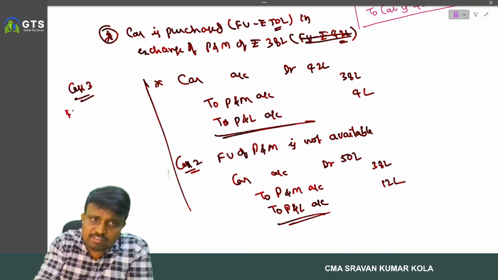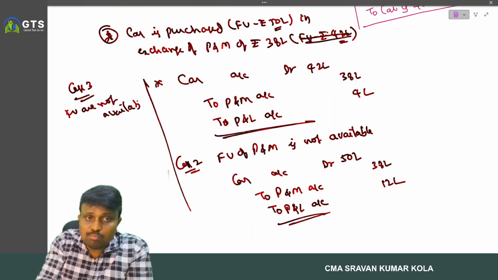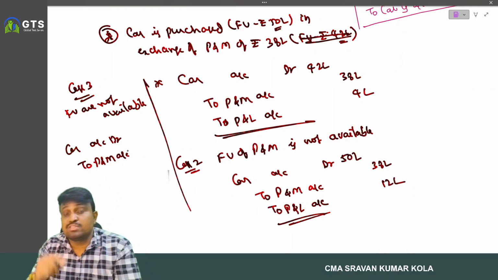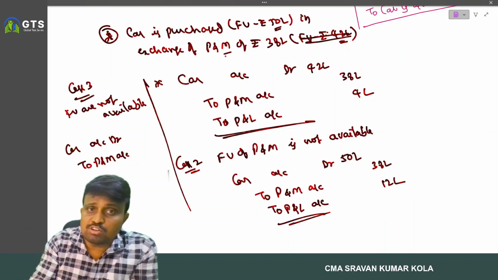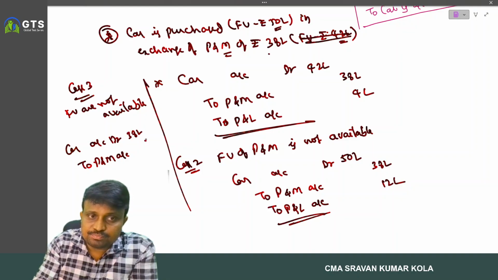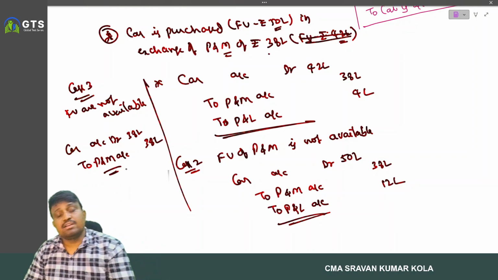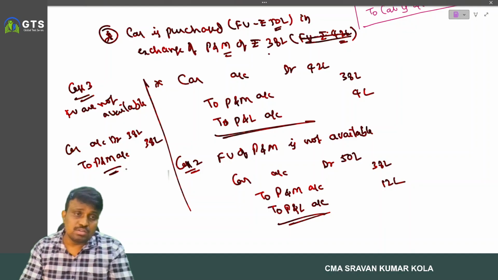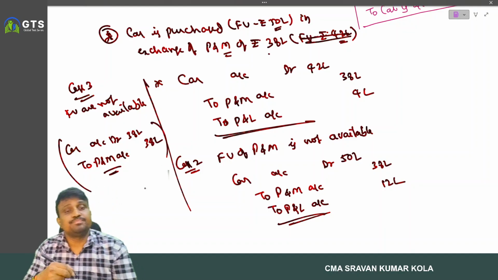And third one, for example, both fair values are not available. Then car account debited to plant and machinery here recorded at what price? Book value of asset given up. What is the book value of asset given up? 38 lakh. And here asset is de-recognized at its book value only. So no profit, no loss involved here.